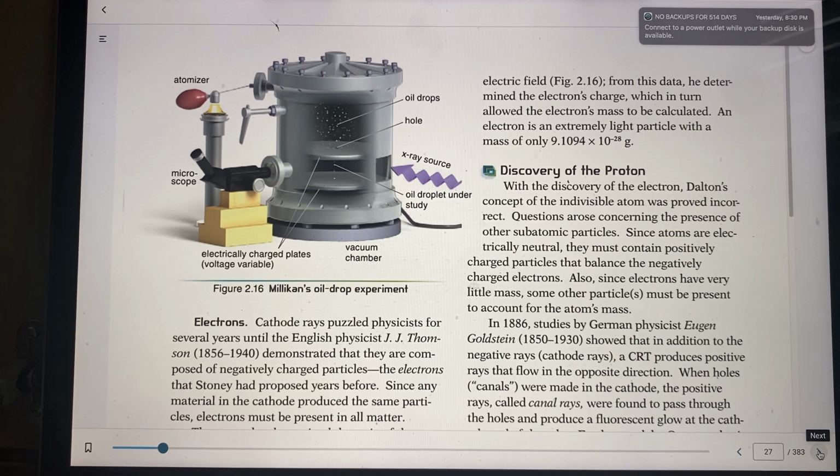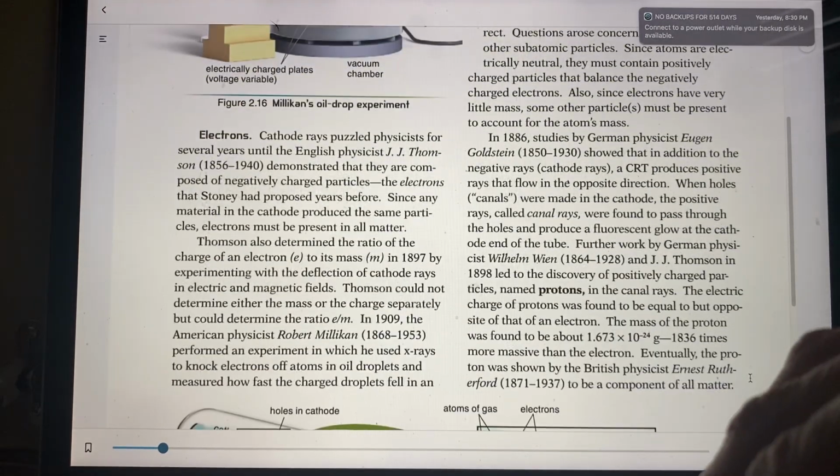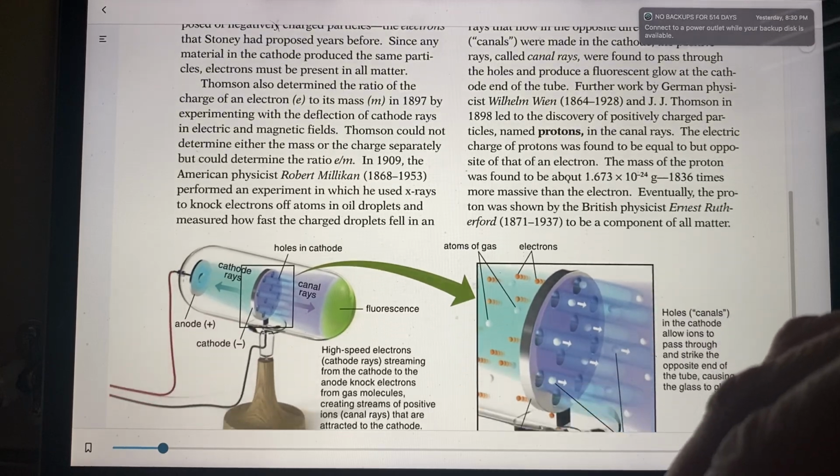J.J. Thomson proposed an e to m ratio, electron charge to mass, in 1897. He did this experiment with these cathode rays and the electric and magnetic fields, and determined this e to m ratio.